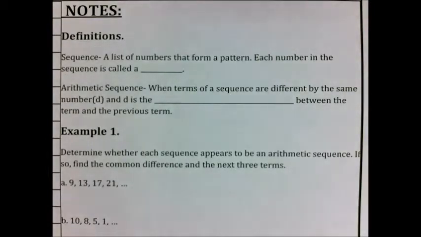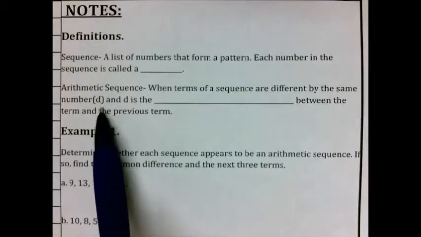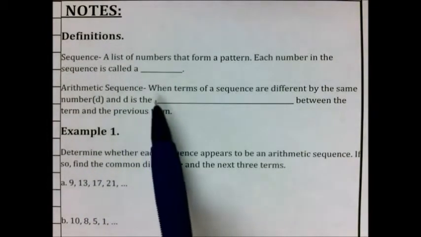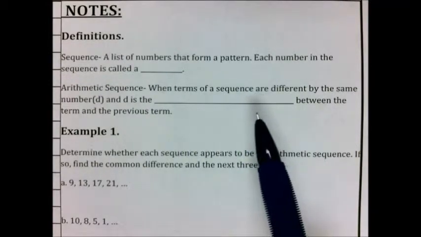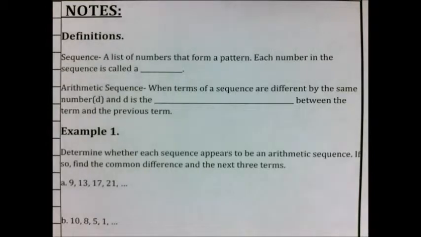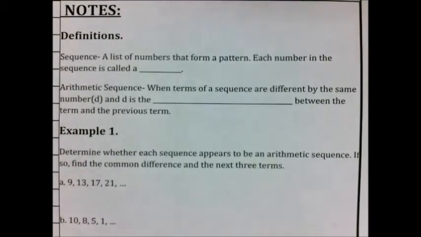An arithmetic sequence is one where the terms of the sequence differ by the same number d, meaning that's the difference of the numbers. d is the common difference. So the common difference is the difference between a term and the previous term. Okay, that's what a sequence and an arithmetic sequence are. Let's do some examples.